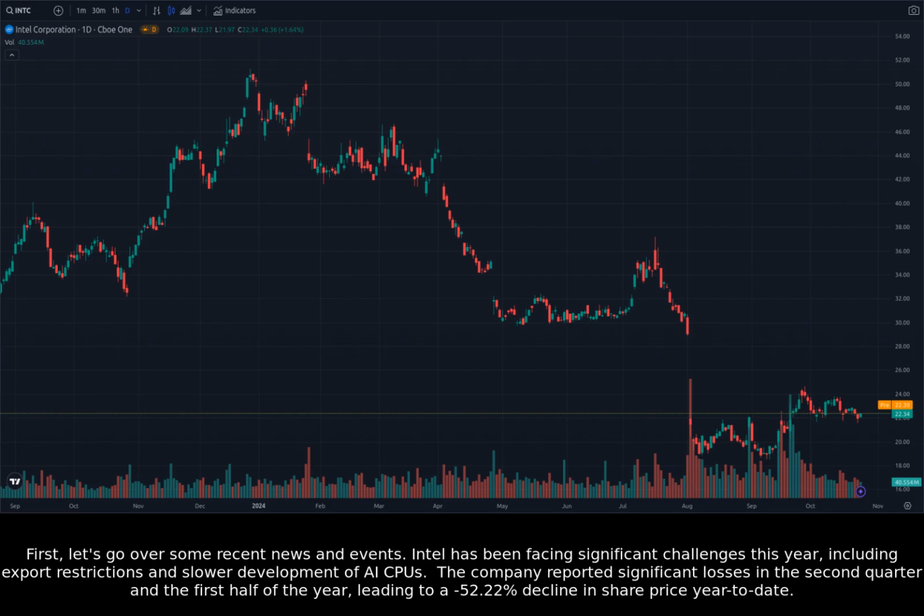Intel has been facing significant challenges this year, including export restrictions and slower development of AI CPUs. The company reported significant losses in the second quarter and the first half of the year, leading to a minus 52.22% decline in share price year-to-date.